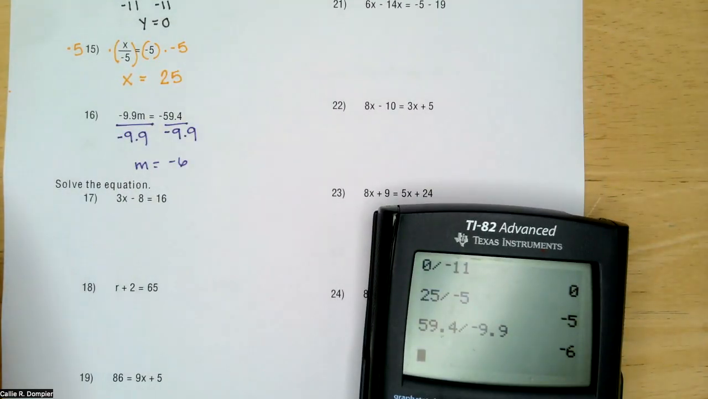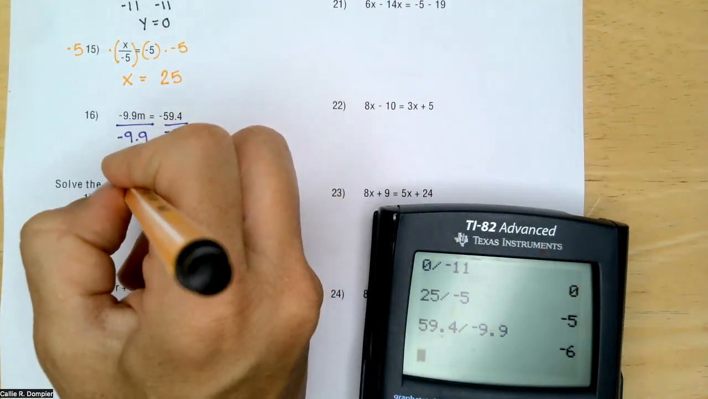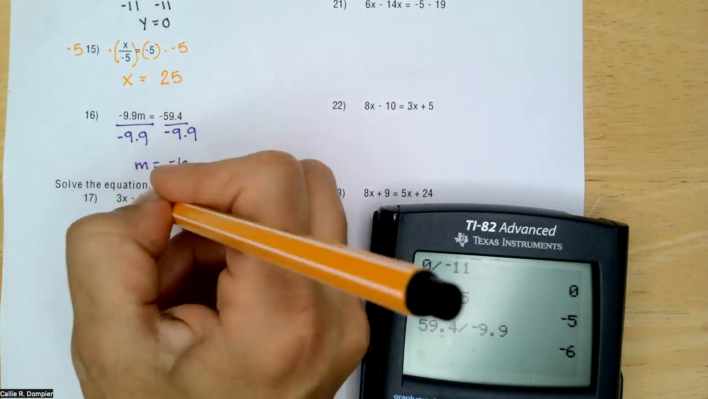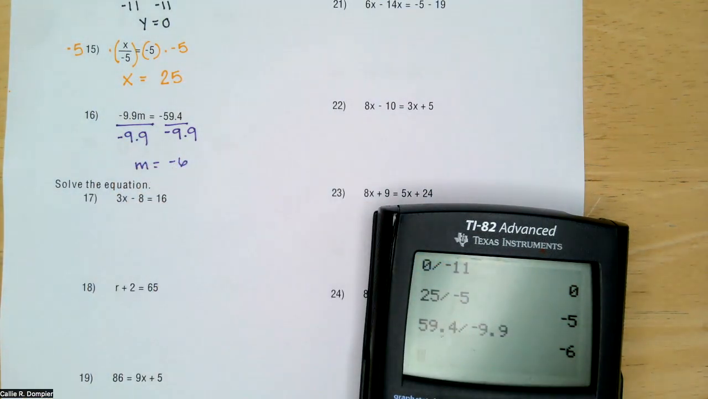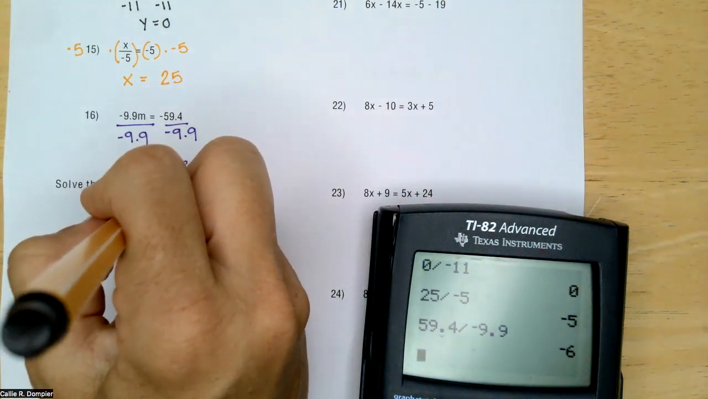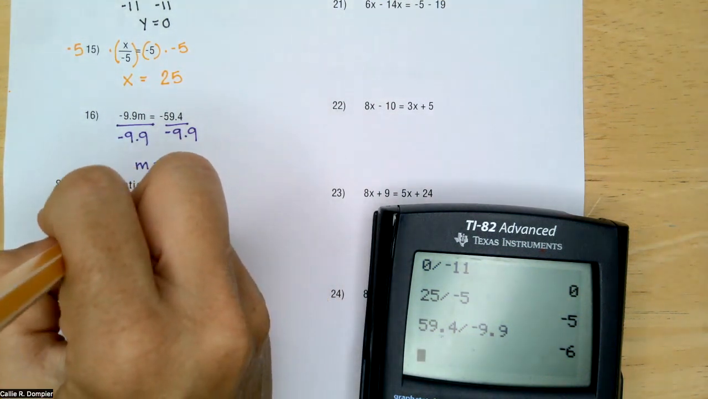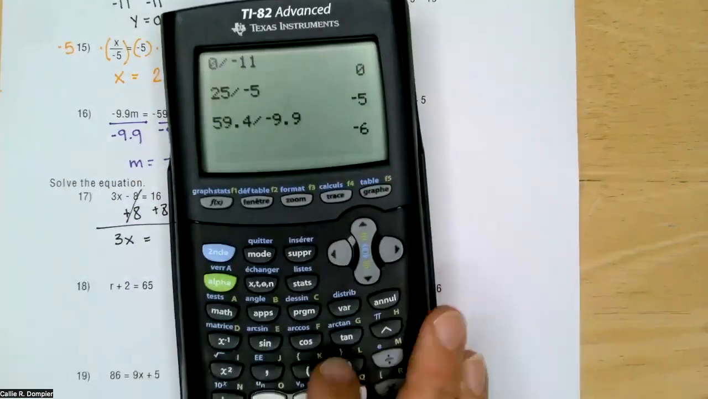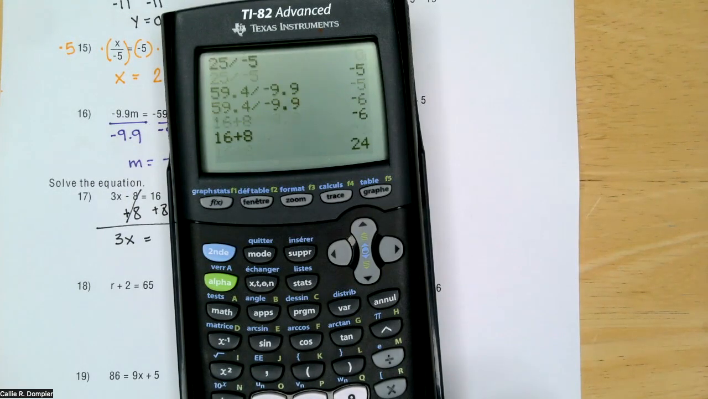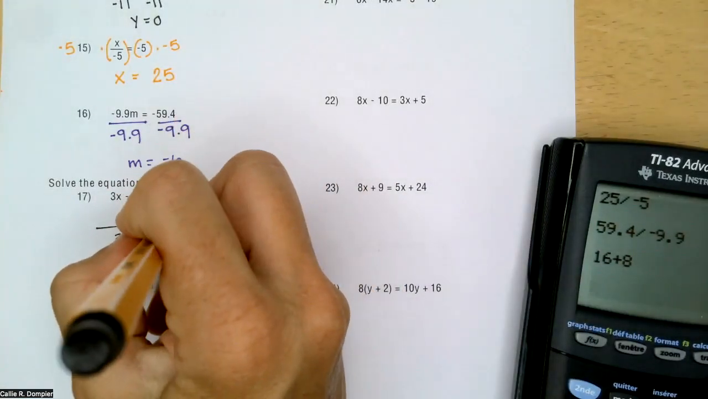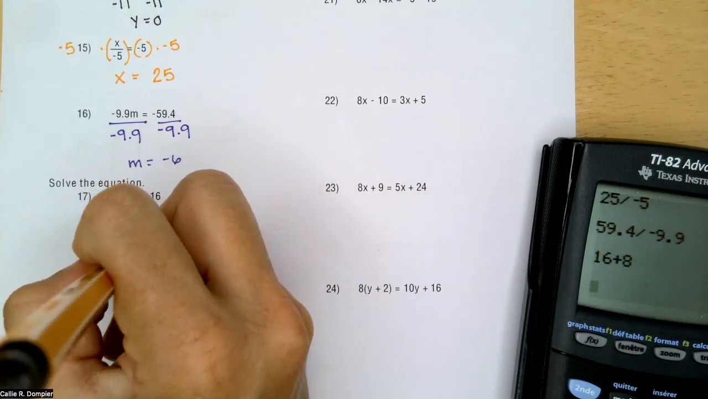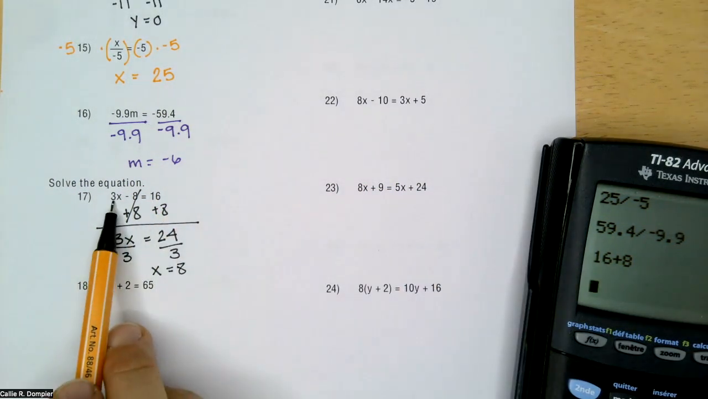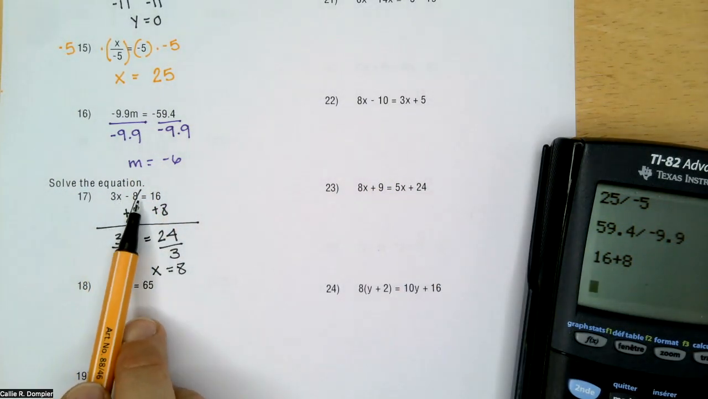3x minus 8 is 16. First step, addition and subtraction always, okay? Don't divide by 3 because then you'd have to divide the 8 by 3 too. That does not sound like the easiest way to do it. Instead, I'm going to add 8 to both sides. I'm left with 3x because that cancels. And then 16 plus 8, 24. Divide by 3. X is 8. You can put it back in here. 3 times 8 is 24, minus 8 is 16.